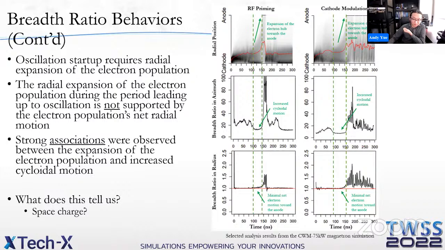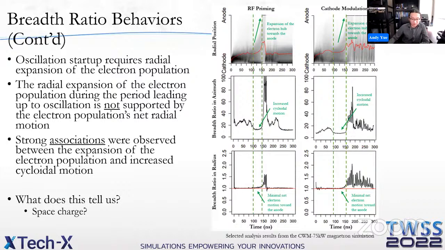The reason why I use the word association here is that near the end of this simulation, the azimuthal breadth ratio is also very low, but the electron population did not expand or show the same expansion pattern, which means the azimuthal breadth ratio dip is likely a necessary condition for radial expansion of the electron population, but it is not a sufficient condition. There are other factors also at play here.